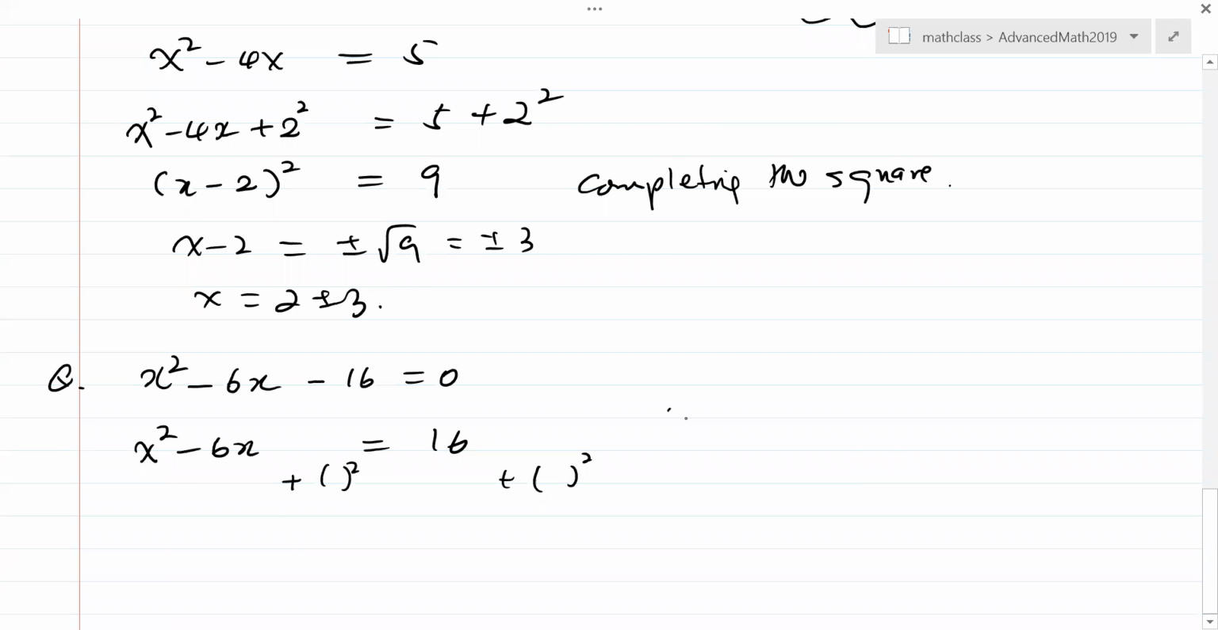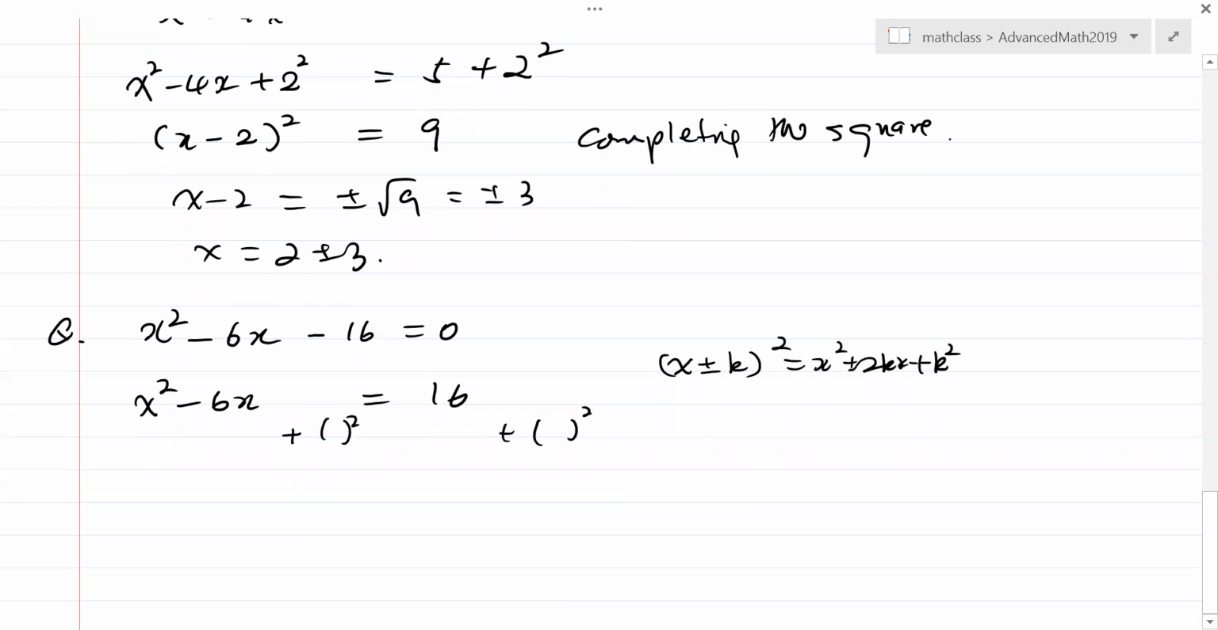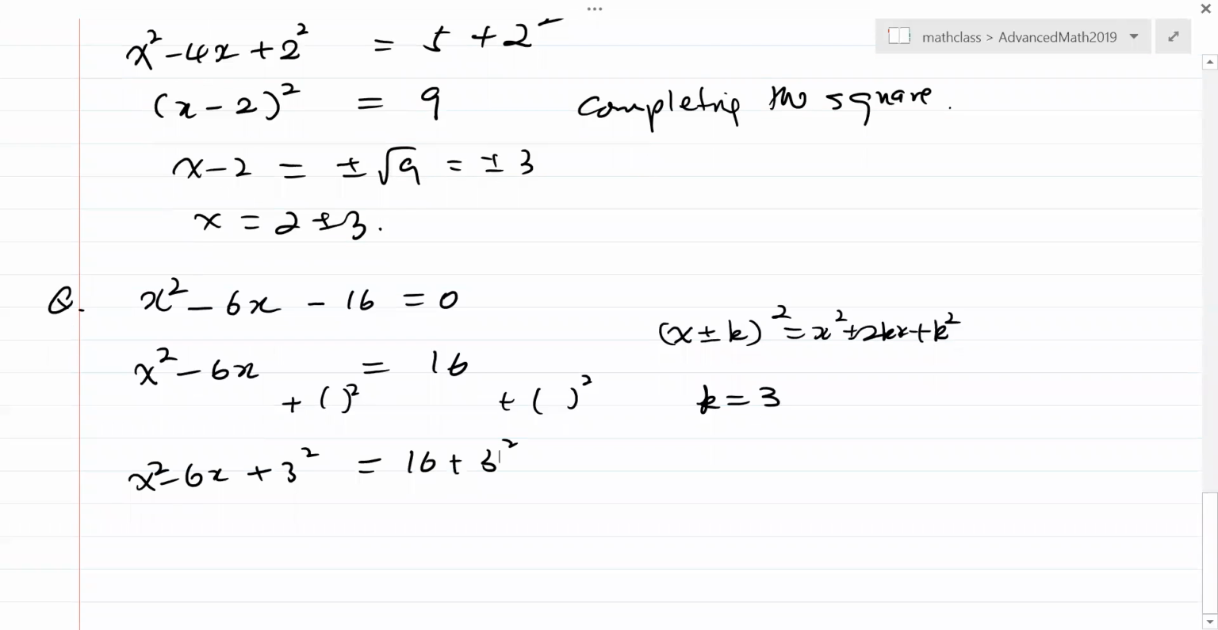Okay, remember (x plus or minus k) squared is going to be x squared plus or minus 2kx plus k squared. So what is k? You should choose. 2k should be 6, so k should be equal to 3, right? So k for this particular problem should be 3. Then 2k is 6. That's why x squared minus 6x plus 3 squared equals 16 plus 3 squared.